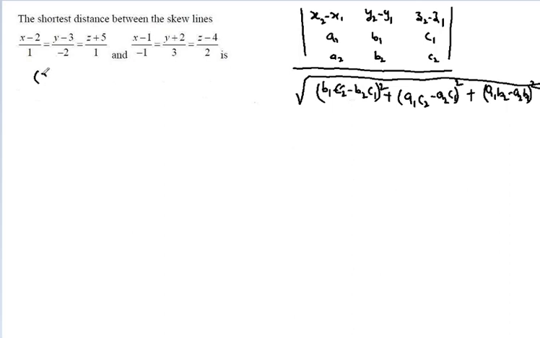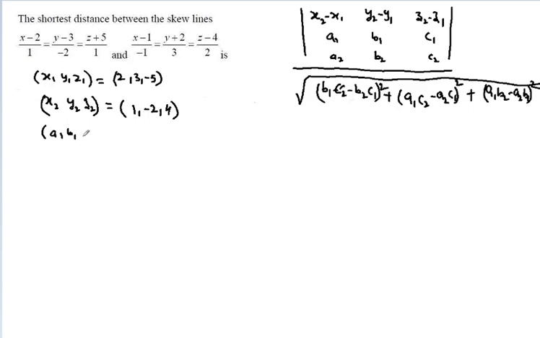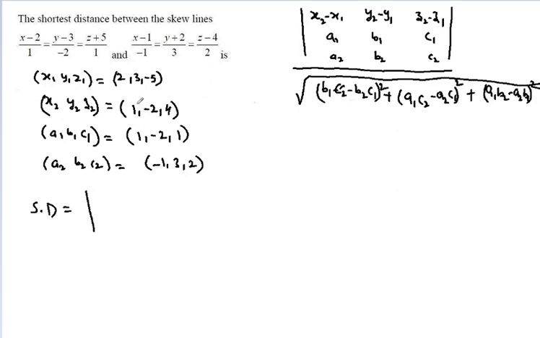Here the point (x1, y1, z1) is equal to (2, 3, minus 5), and the second point (x2, y2, z2) is equal to (1, minus 2, 4), and (a1, b1, c1) is equal to (1, minus 2, 1), and (a2, b2, c2) is equal to (minus 1, 3, 2). Substituting these values in the formula, the shortest distance is the determinant of: x2 minus x1, that is 1 minus 2, minus 1; minus 2 minus 3, minus 5; 4 plus 5, 9; and 1, minus 2, 1; minus 1, 3, 2.